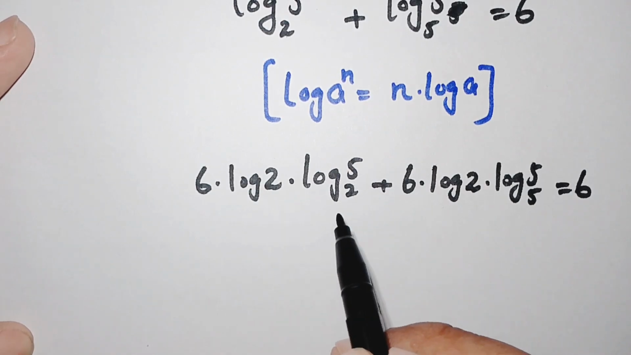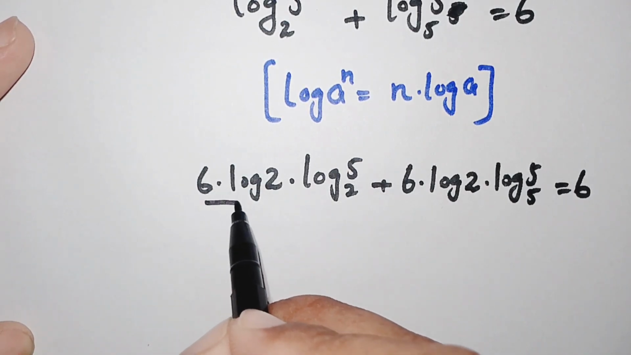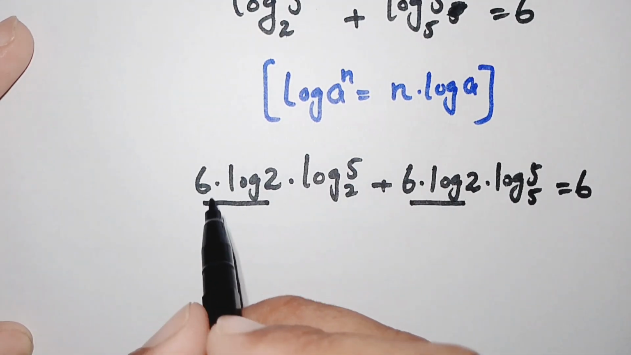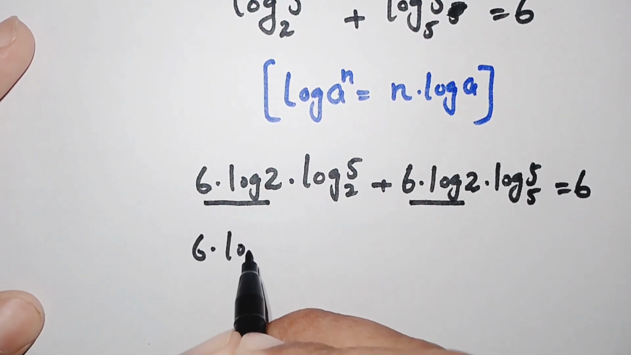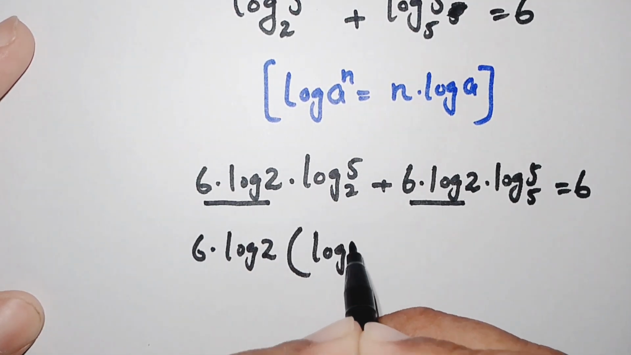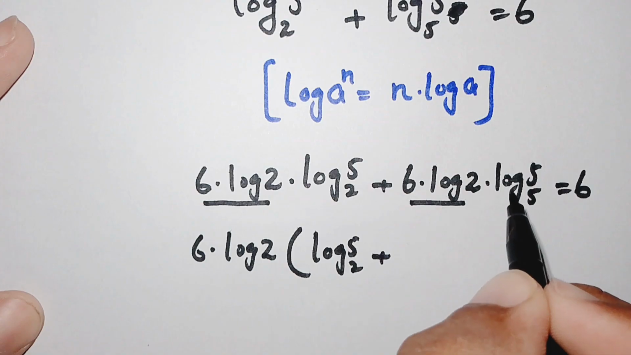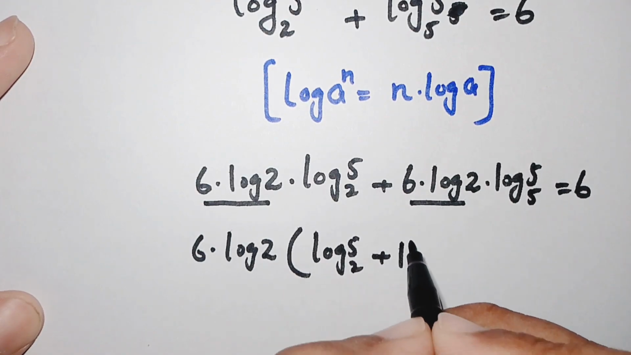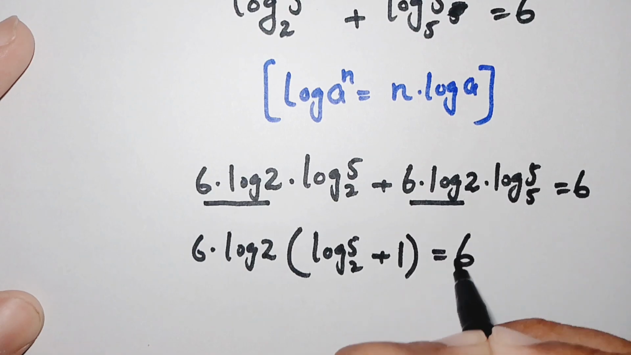Now to solve this, here we have to take common 6 times log of 2. So this will become 6 times log of 2 taking common. Here is log of 5 with base 2 plus log of 5 with base 5, and this is equal to 1. So here this is equal to 1, is equal to 6.